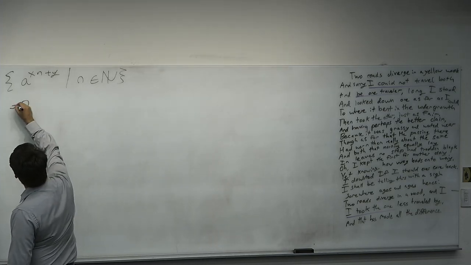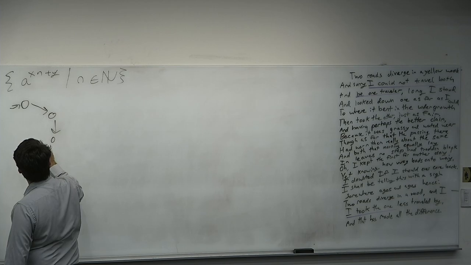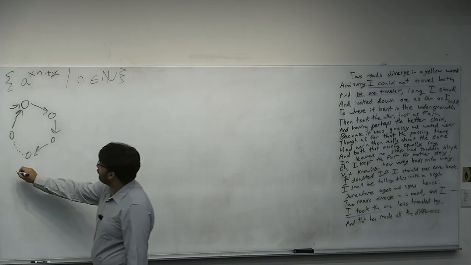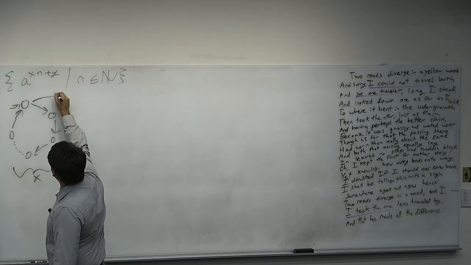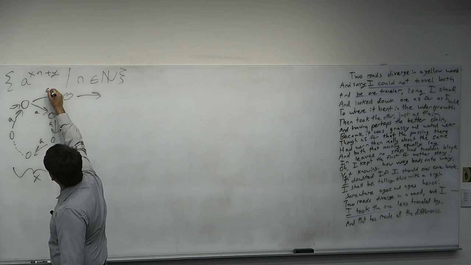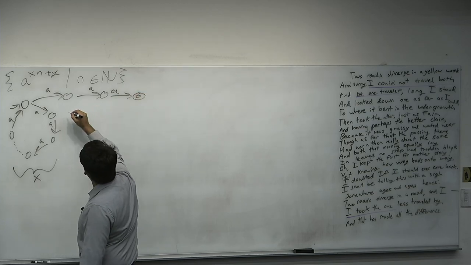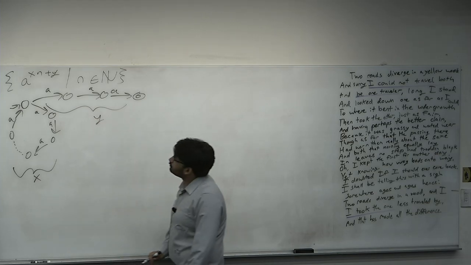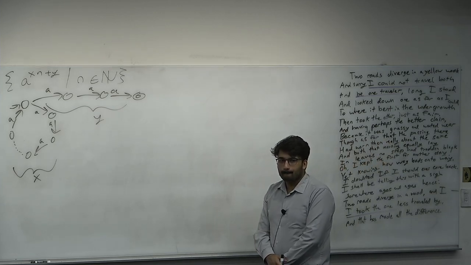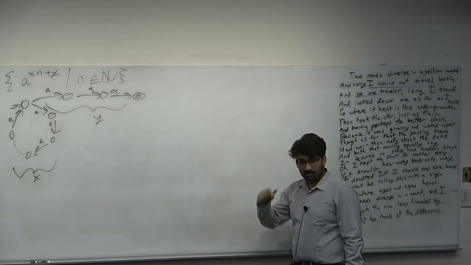What you do is you basically make a cycle. You make a cycle of length x. And then you make a tail of length y. Why is this an NFA? Because every time you see a B, it's just implicitly rejected. Suppose I then added an explicit rejection.